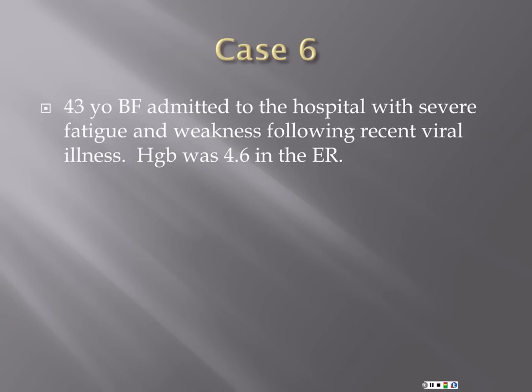Next case, a 43-year-old black female admitted to the hospital with severe fatigue and weakness following a recent viral illness. Her hemoglobin was 4.6 in the ER, so this is pretty bad. What's the next best test? Okay, her retic count is 0.1. What's everyone think of that retic count? So that's a red flag for what? Aplastic anemia, pure red cell aplasia, chemotherapy, something else. We don't have a history giving any of that.